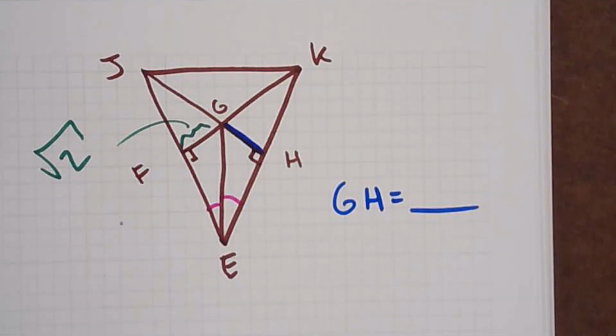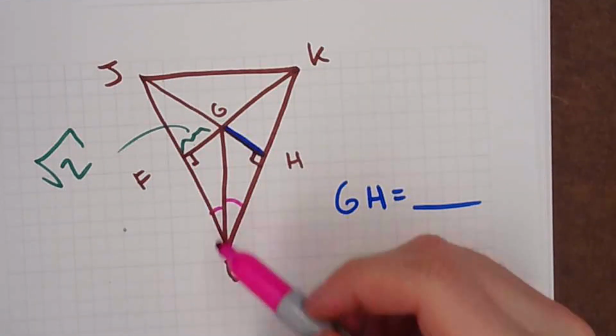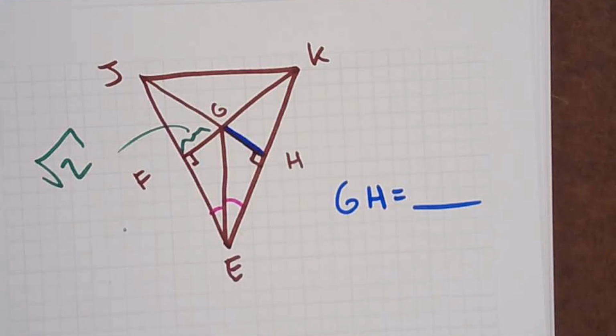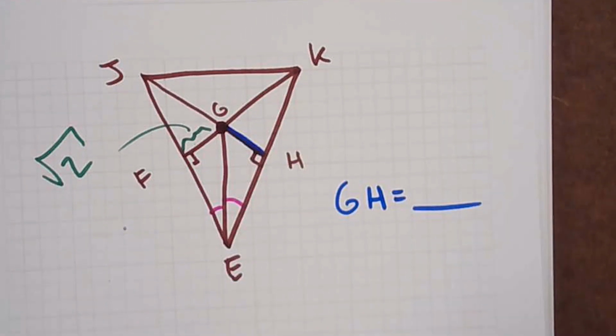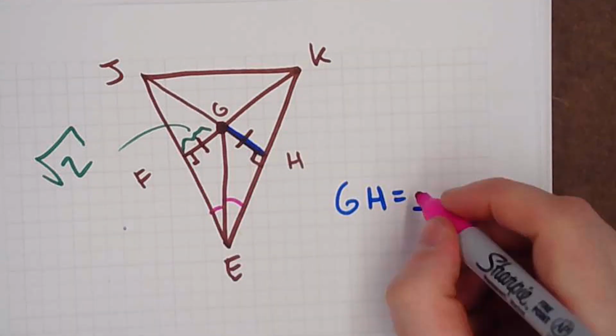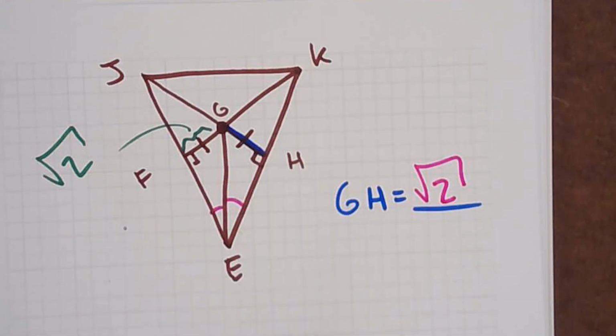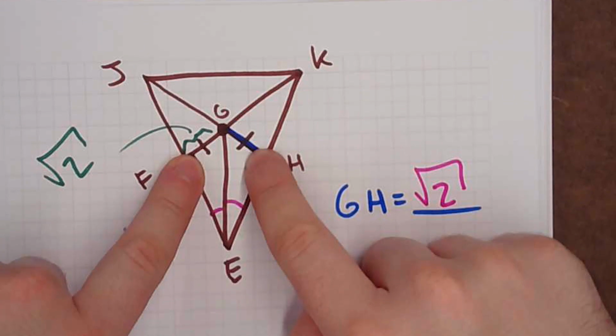Well, just like I said earlier, if we know that this is an angle bisector, that means that any point on the angle bisector, including this point right here, is going to be the same distance from both sides. So if this is root 2, this one must also be root 2. We knew that because these two angles are equal, so these two sides here are equal.